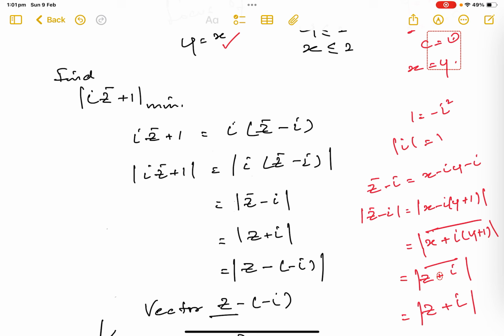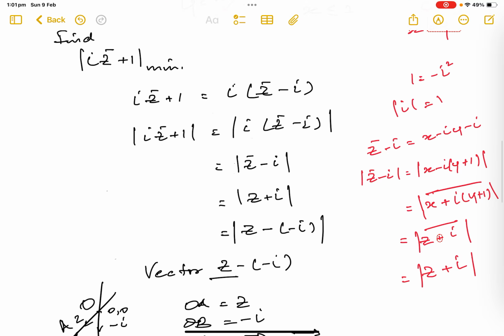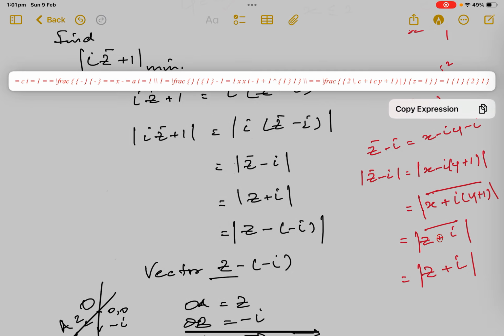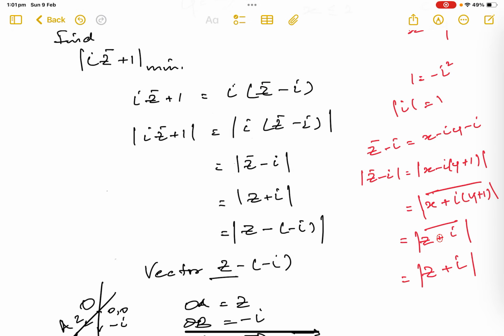x minus i times y plus 1 is purely the conjugate of x plus i plus 1, but the modulus is the same. So if you separate it, x plus iy is z, and then plus i. The bar on the top can be taken out if it's just the modulus. The conjugate and the modulus are the same. So this is z plus i. That is exactly what I have written here.